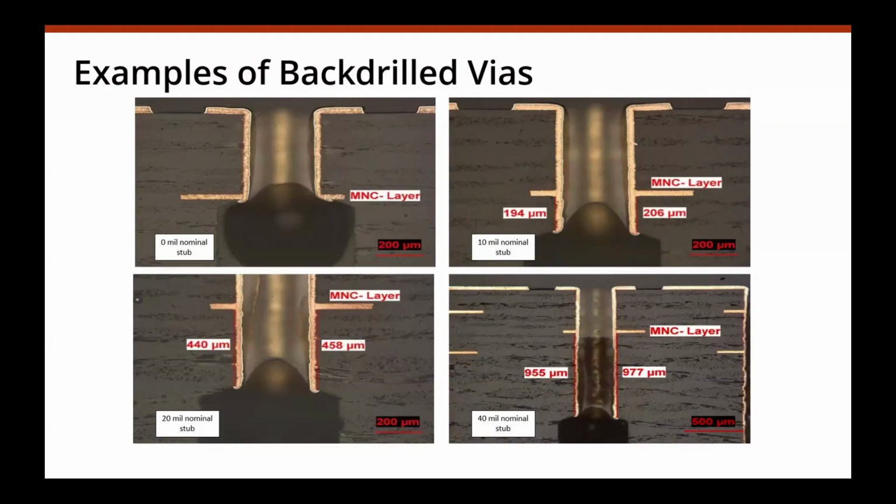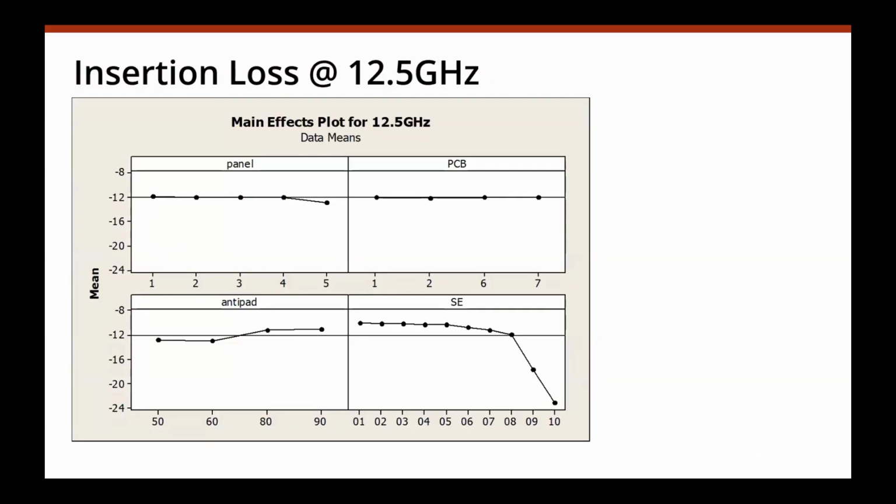But based on those experiments, we again did some electrical testing, and that's what you're seeing here. That's insertion loss at 12.5 gigahertz, which would be around about 25 gigabit per second NRZ transmission line. And you can see in the lower right-hand side that the stub lengths 01, 02, 03, and so on have a rather low insertion loss. But once you go to the 08, 09, and 10, that are the longer stub lengths, you get a dramatic increase in insertion loss.